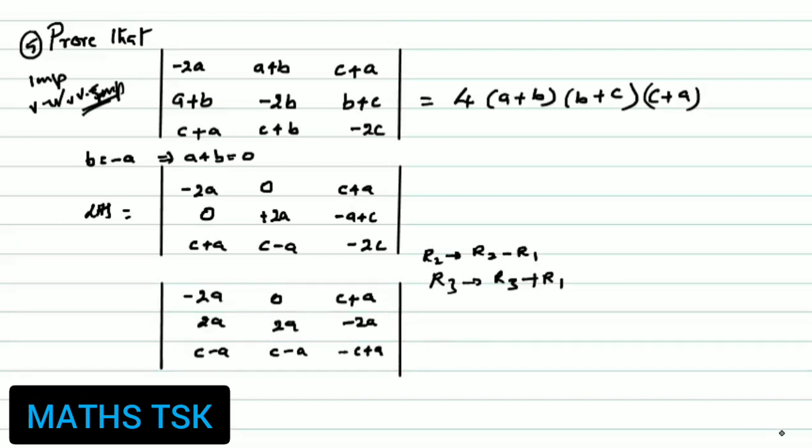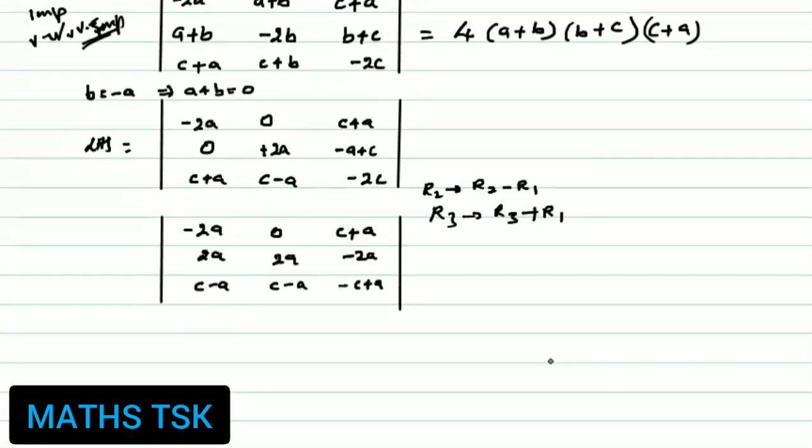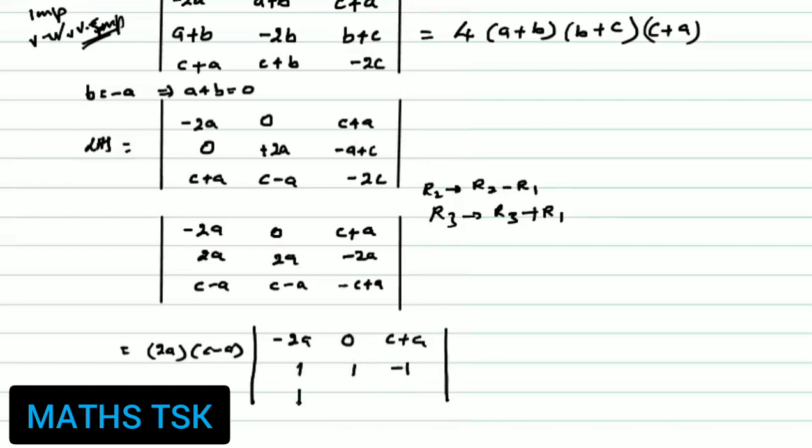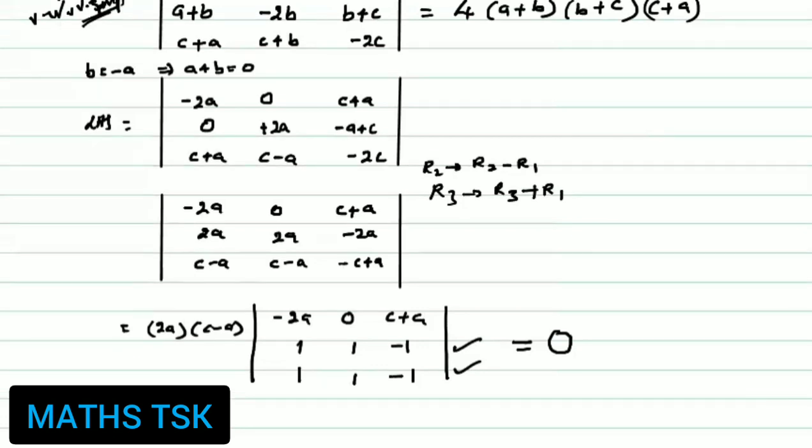Now look here. I can write like this. From second row I take 2a common, and third row I take c minus a common. What happens? There is minus 2a, 0, c plus a, and then 1, 1, minus 1, and last row becomes c minus a taken common, 1, 1, minus 1. Since these two rows are identical, its determinant is 0. Its determinant is 0. So what you can write here?